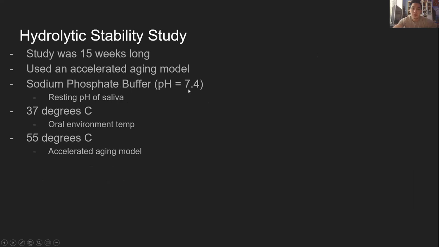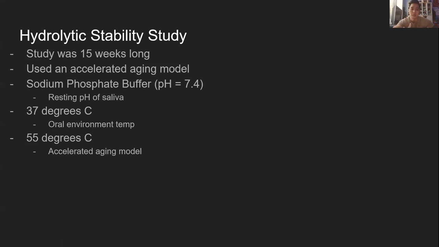The hydrolytic stability, or the ability to withstand hydrolyzation, was studied using an accelerated aging model. What we're focusing on is how long this cement will last between the EGDMA and the EGEMA comparison. Both polymer discs of the EGDMA and the EGEMA were stored in 1 milliliter of sodium biphosphate buffer at a pH of 7.4. This is important because it's also the resting pH of the saliva in our mouths. Both discs were also stored at 37 degrees Celsius, which is the temperature of our oral environment.